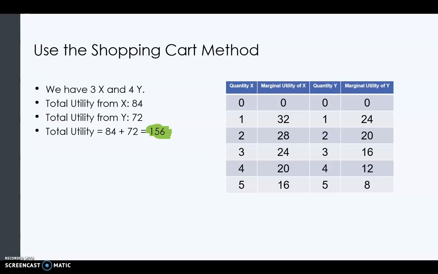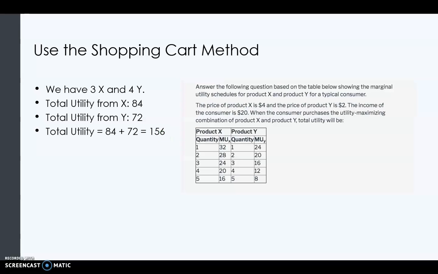So, just to show you what this looks like, we have 3 x's and 4 y's. We found that that was the optimal bundle using our shopping cart method. Then, our answer is going to be our total utility. We just calculated that as 156.